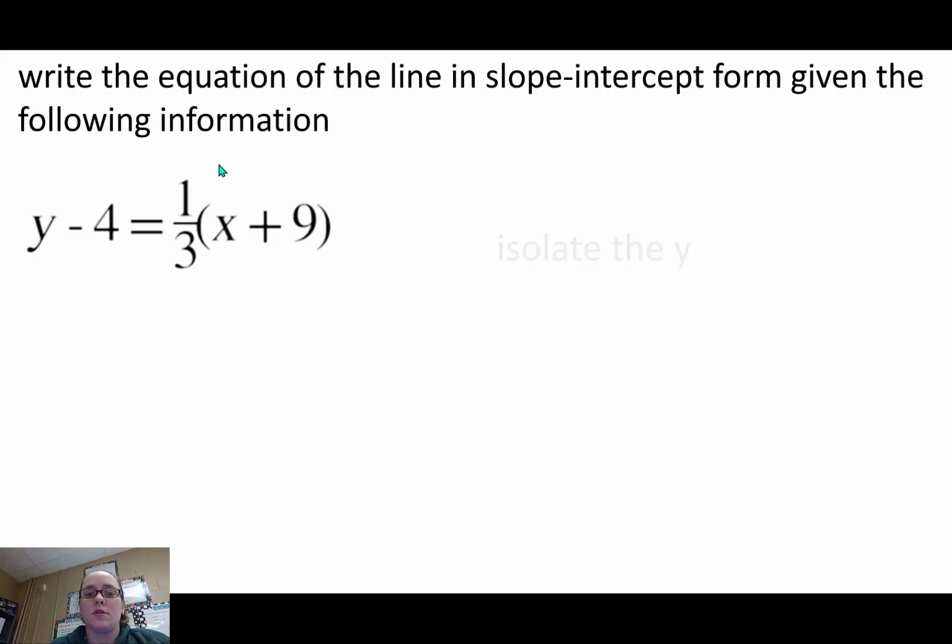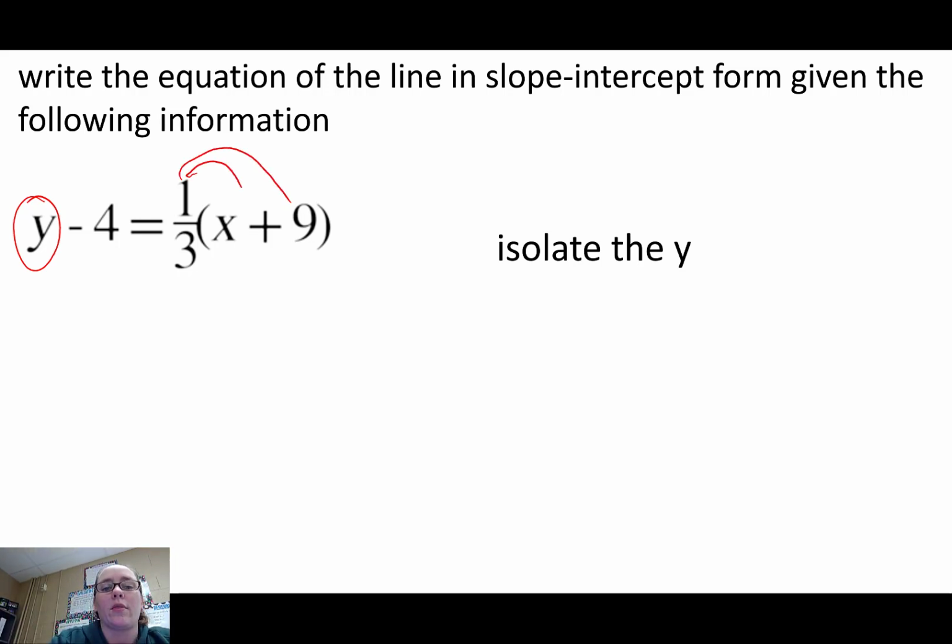So, first thing I want to do is I want to isolate y. Okay, that means I want to get y by itself. So here's what I'm going to do. I'm going to start by distributing that 1/3. So we get y minus 4 is equal to 1/3 x. Okay, 1/3 times 9 is 3.